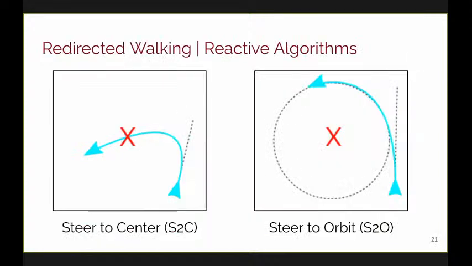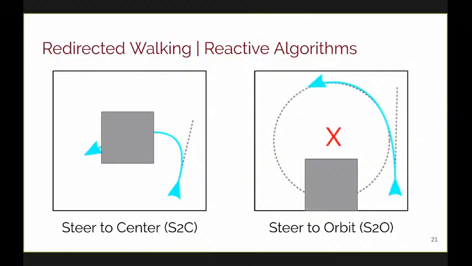Here are two of the most commonly used reactive algorithms. Steer to center on the left chooses gains such as to guide the user to the center of the physical environment. And steer to orbit on the right chooses gains to guide the user to an orbit of the center of the physical environment. However, as soon as you start to add some obstacles, everything starts to break down. And that is because the algorithm does not intelligently choose where to steer the user. It just relies on a very simple heuristic. And so my solution is to use artificial potential functions to determine a more intelligent steering target.